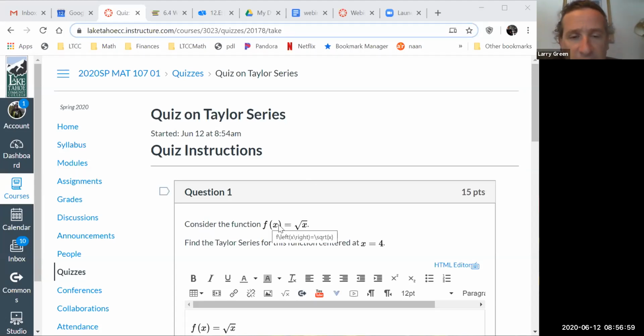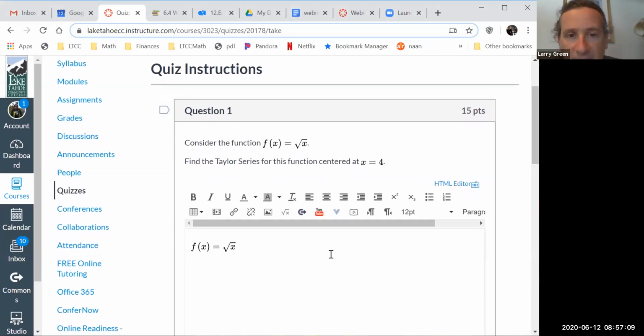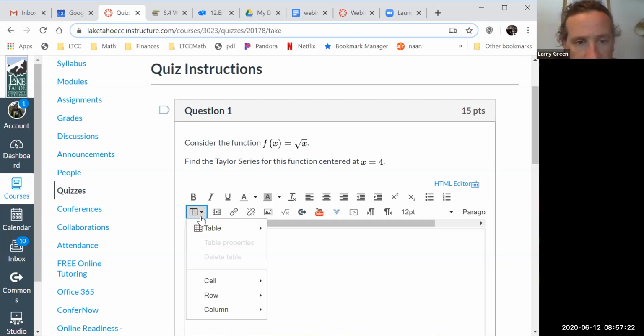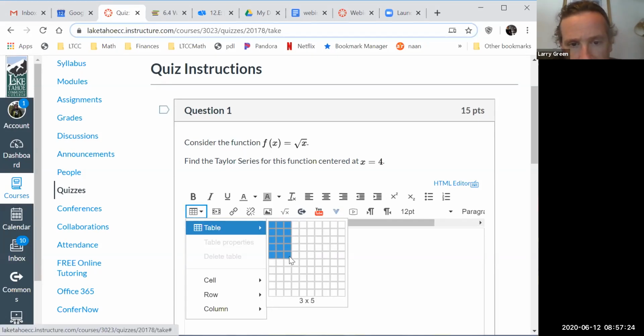Consider the function f of x equals the square root of x. Find the Taylor series for this function centered at x equals 4. So to find a Taylor series of a function, if you remember, I drew a table, and I recommend doing that. So I have a table, so we can get a pattern out of it.